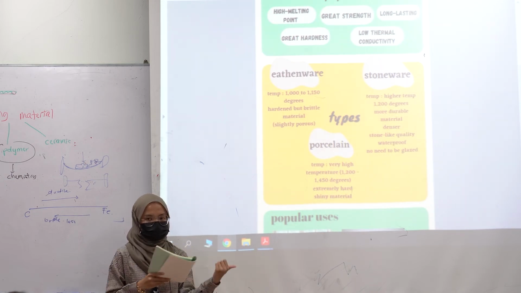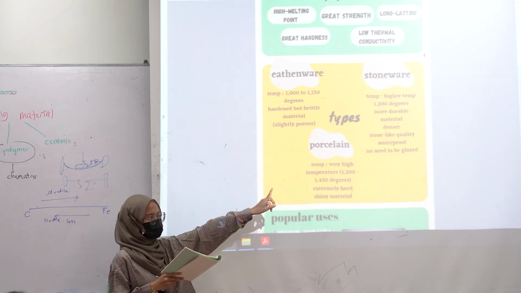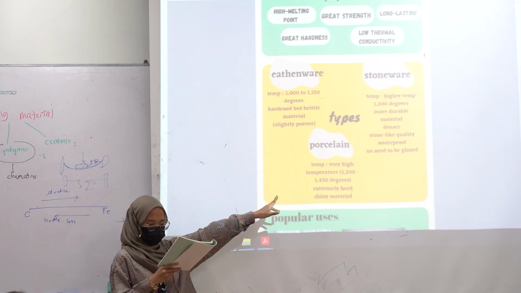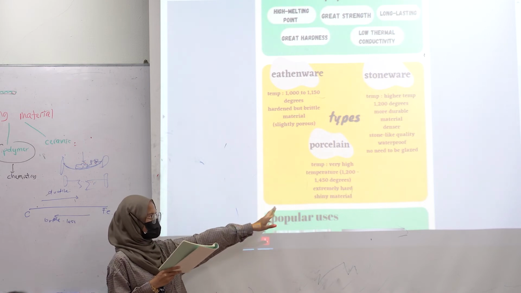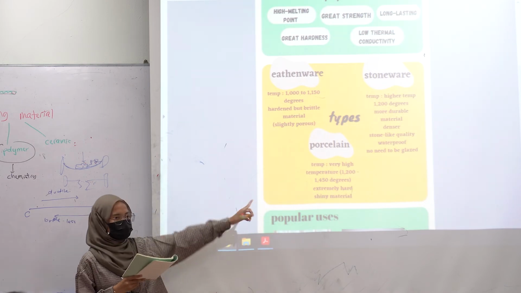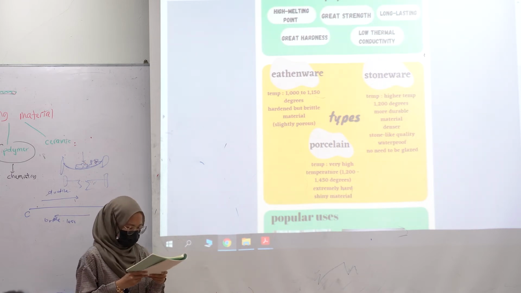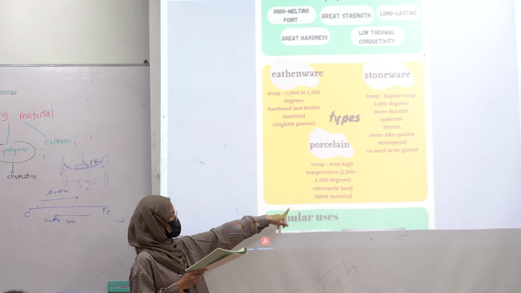Like for cooking, for baking, and also for serving dishes, because its heat resistance is also higher. So for example, stoneware can be used for coffee mugs. Okay. So next is porcelain.